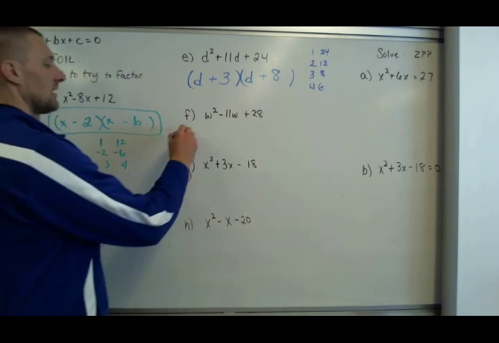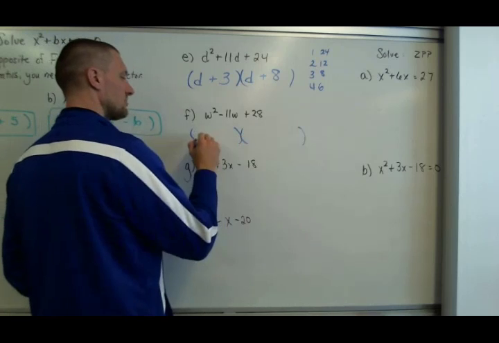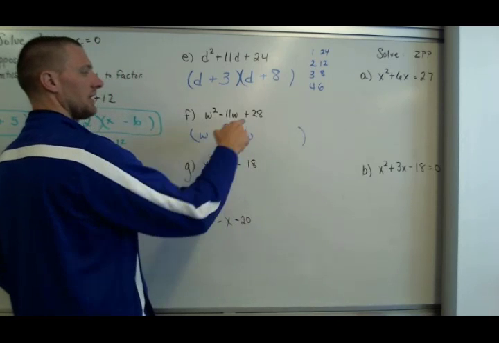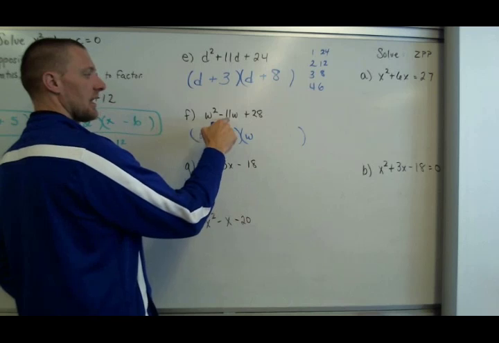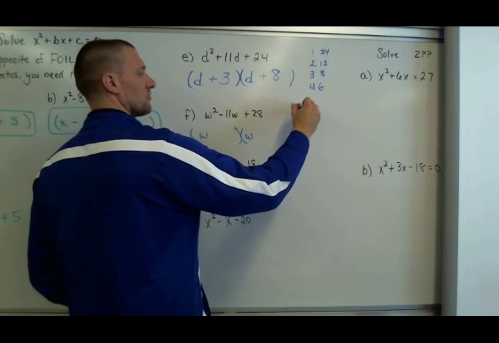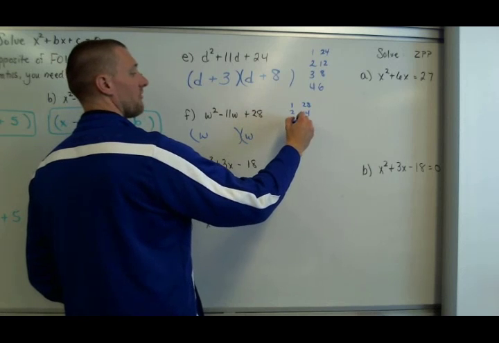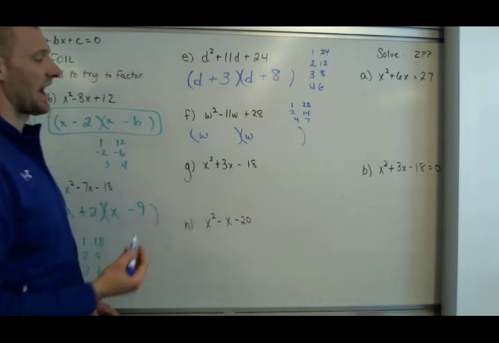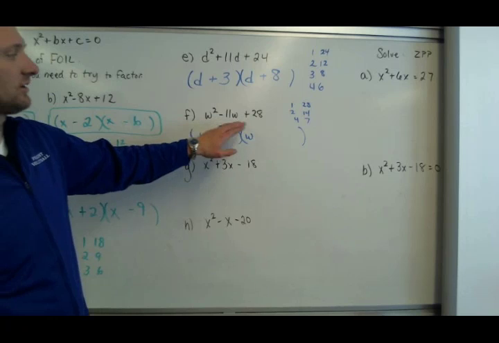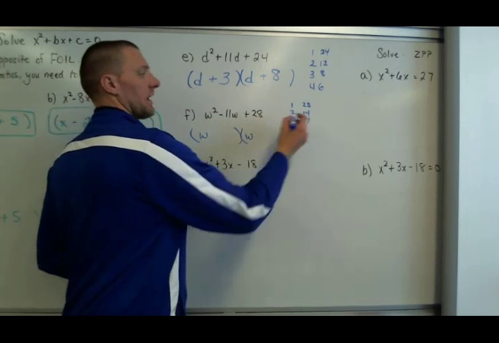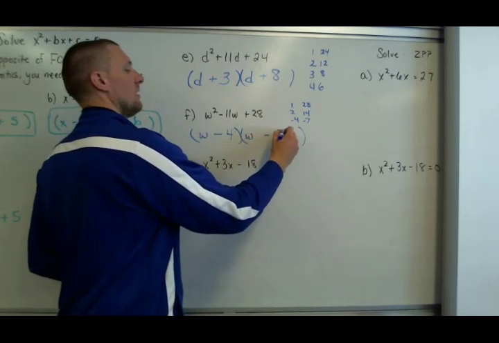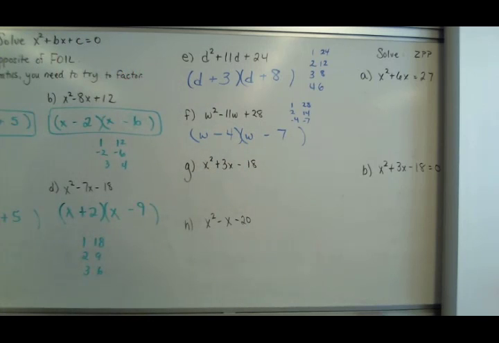For F, we go about it the same way. So you've got a W. Okay, two things that multiply to 28 and add up to negative 11. Well, that's 1 and 28, 2 and 14. 3 doesn't work, 4 and 7. Well, the ones that add up to a negative 11 would be a negative 4 and a negative 7. And so there are your signs.